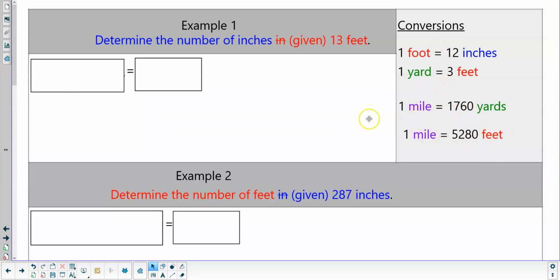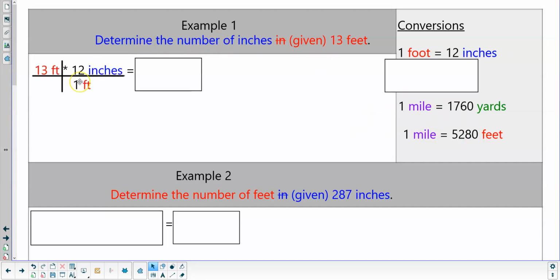So back to the example. You can say I have 13 feet that was given to me, and over on the side, we want to convert that into inches. So if you notice, it says 1 foot equals 12 inches. And what I do is I take a look at which one of these I want to get rid of and which ones I want to keep.